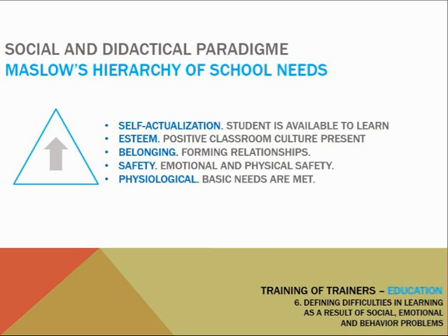Maslow's hierarchy of needs describes the basic needs that all human beings have and organizes those needs into 5 categories. So these categories, organized from lowest level to the highest level, are physiological needs, safety, love, belonging, esteem and self-actualization.